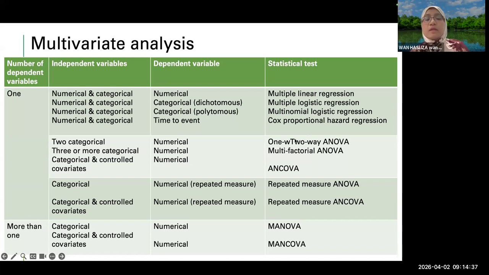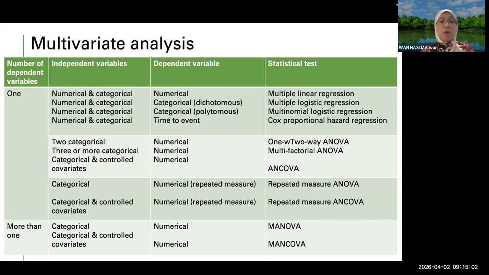Two-way ANOVA means you have two independent variables which are categorical. If you only have one factor, that one we call one-way ANOVA. So one-way ANOVA is one factor, under univariate. But now you have two factors which are categorical, so you should apply two-way ANOVA.